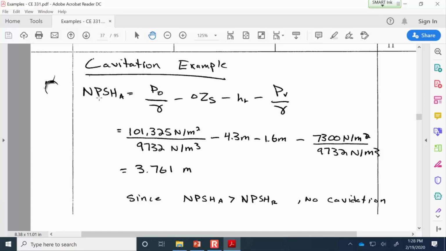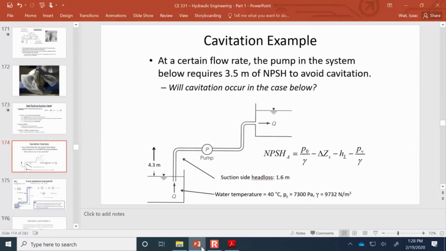And since it's greater than the requirement, which the problem statement said was 3.5 meters, the available is more than what's required. So in this case, there won't be cavitation. But we're pretty close. We're flirting with disaster if you think about it, because all it would take to have cavitation is what happens if that source tank starts to get drained.